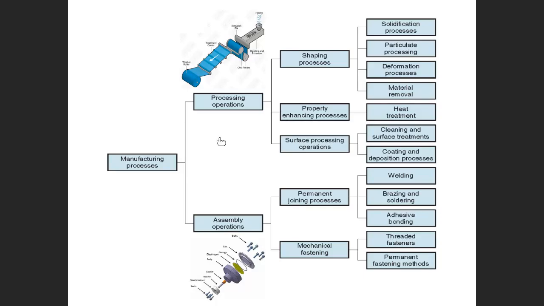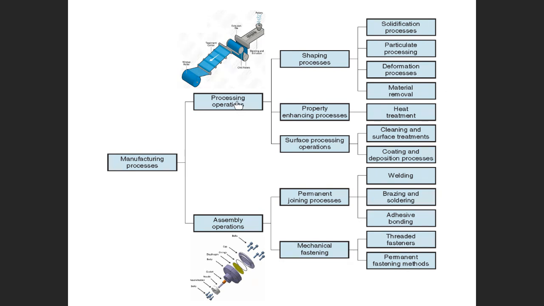Okay, we stopped here last time. If you remember, I told you that we classify manufacturing process into two categories: processing operation, as you can see here, and assembly operation. Manufacturing process has two items. That, as we described last time, processing operation.